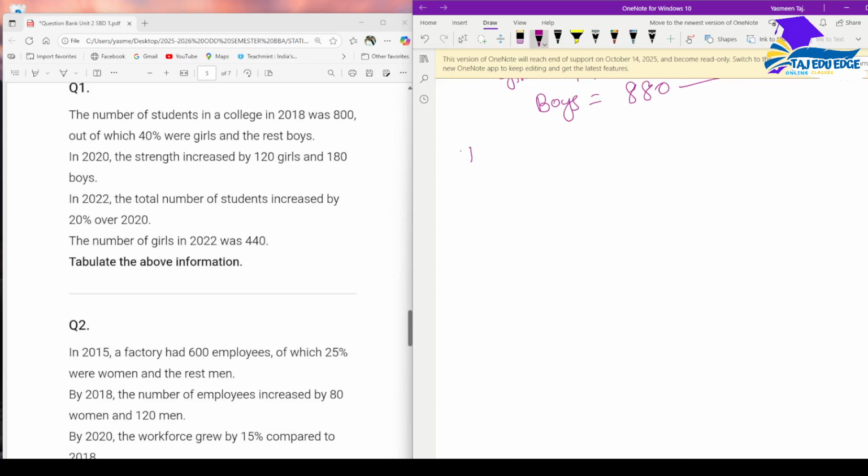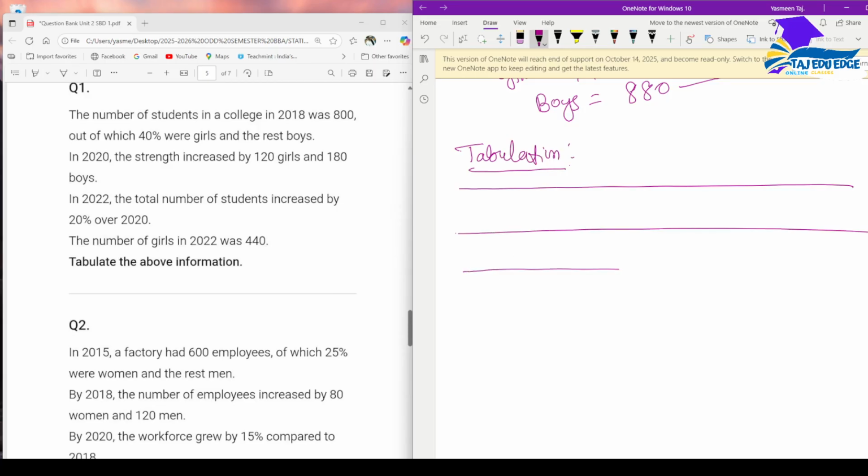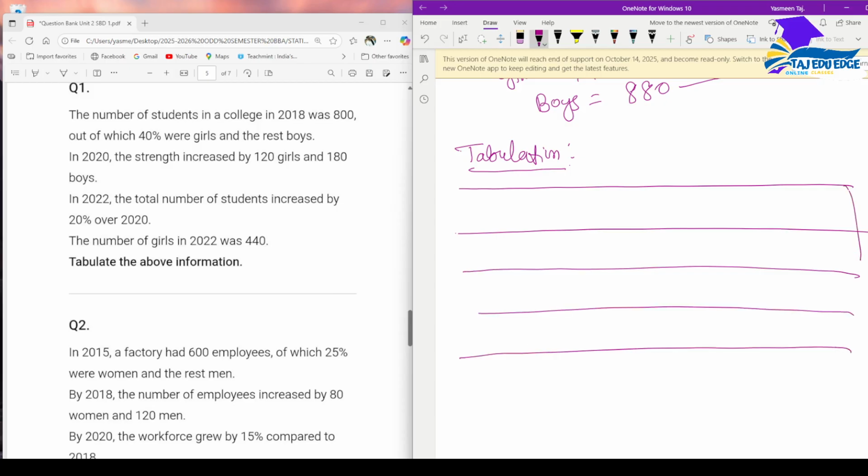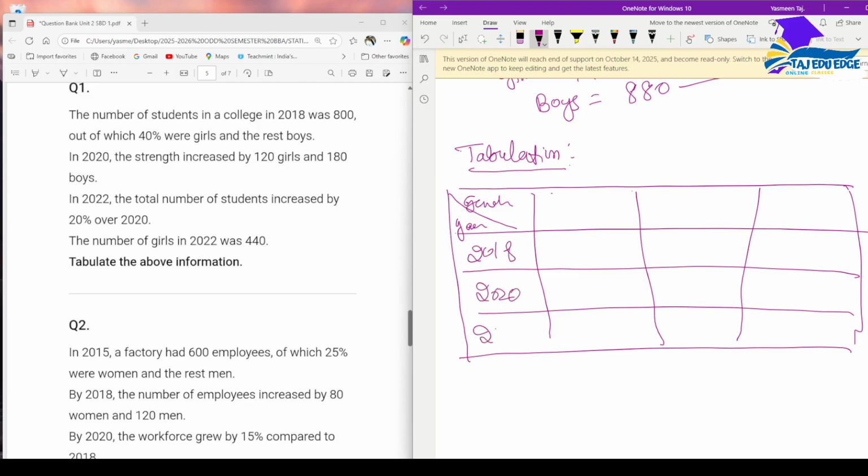Now you need to tabulate that. Tabulation. You need to draw it properly in your notebook using scale pencil properly. You cannot copy how I am drawing it here. Okay. So here, year, gender, year 2018, 2020, 2022, gender, girls, boys, total.